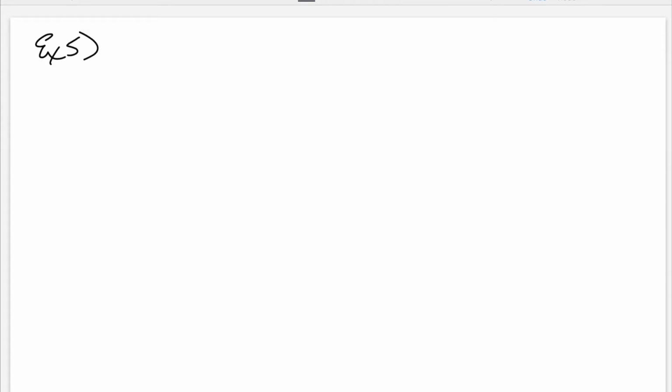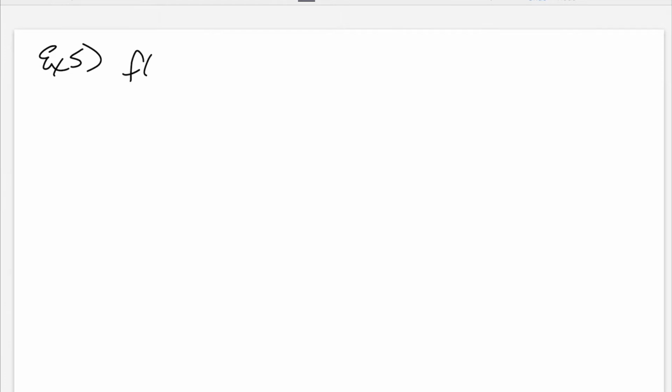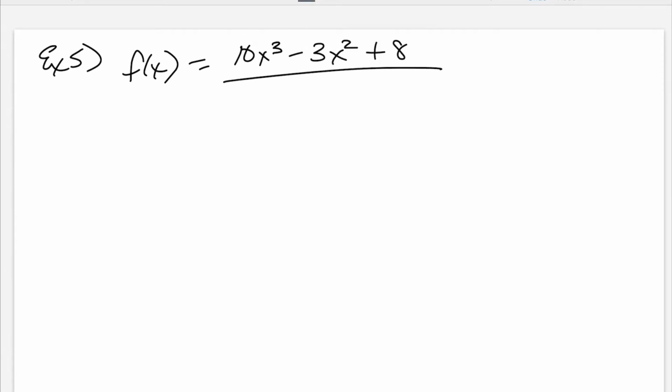So here's our last example, Example 5. We've looked at polynomials, we've looked at rational, and now let's look at an algebraic. We want to find these limits to determine the end behavior of this one: f of x is equal to 10x cubed minus 3x squared plus 8 over the square root of 25x to the 6th plus x to the 4th plus 2. All right, so that's what we're looking at. We're going to take the limit as x approaches infinity and negative infinity.